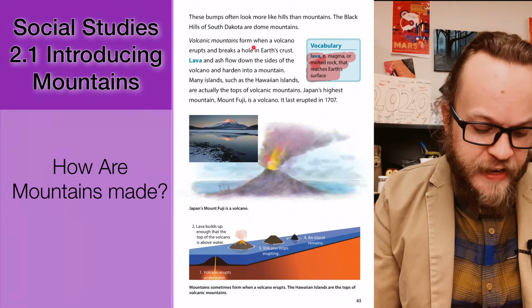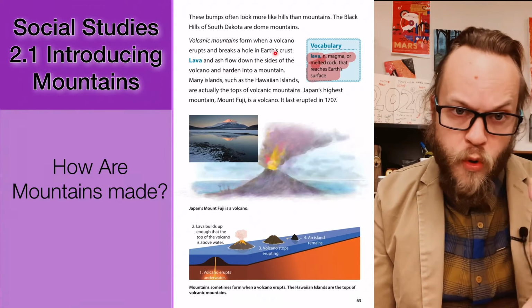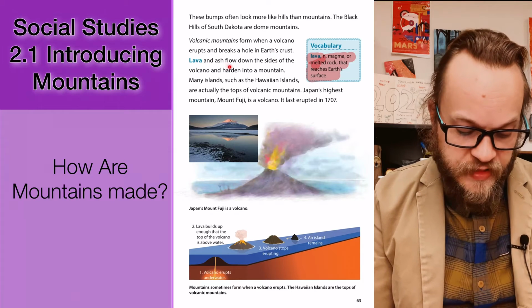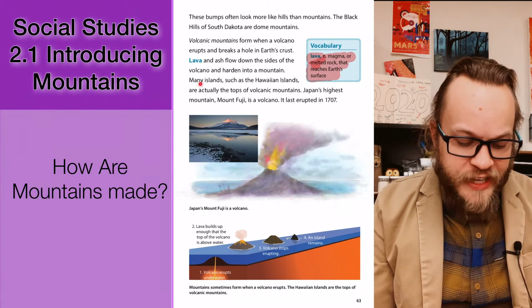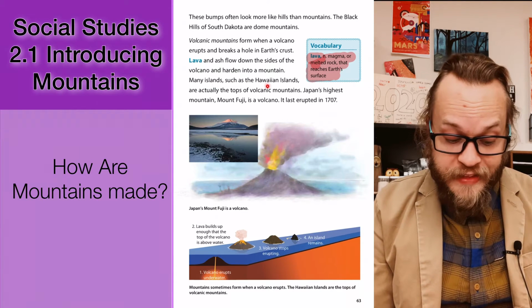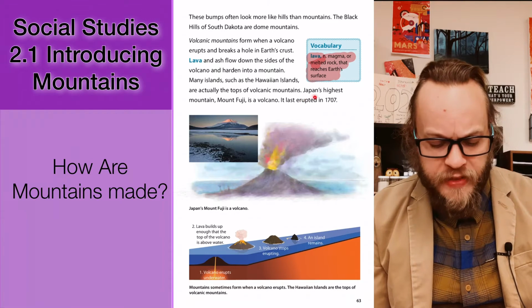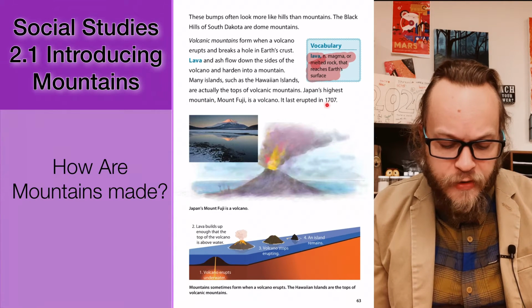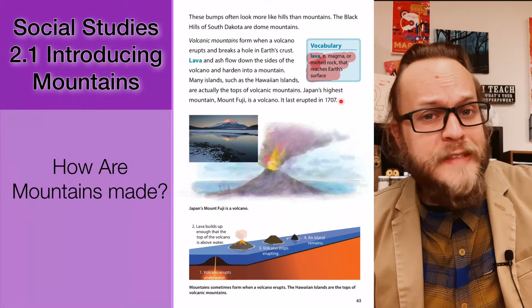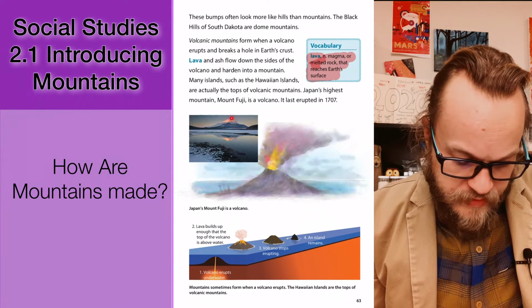Volcanic mountains form when a volcano erupts and breaks a hole in Earth's crust. Lava and ash flow down the sides of the volcano and harden into a mountain, and many islands, such as the Hawaiian Islands, are actually the tops of volcanic mountains. Japan's highest mountain, Mount Fuji, is a volcano that last erupted in 1707.